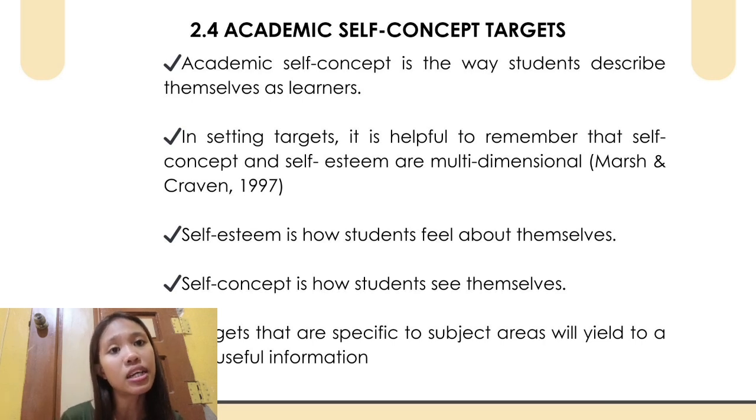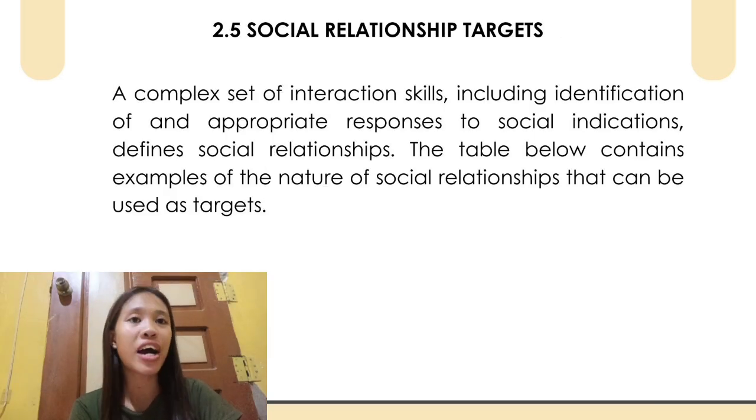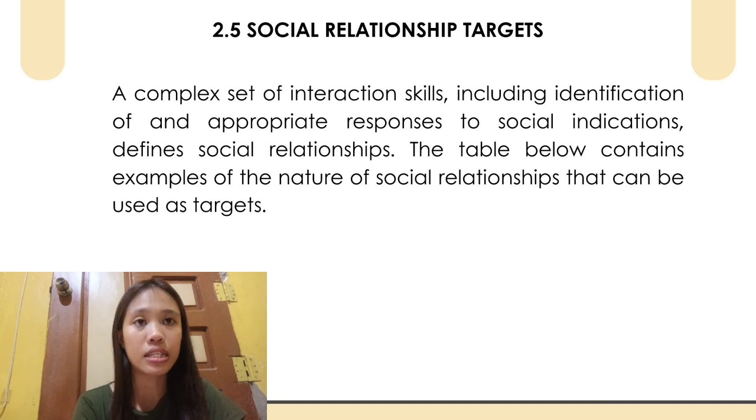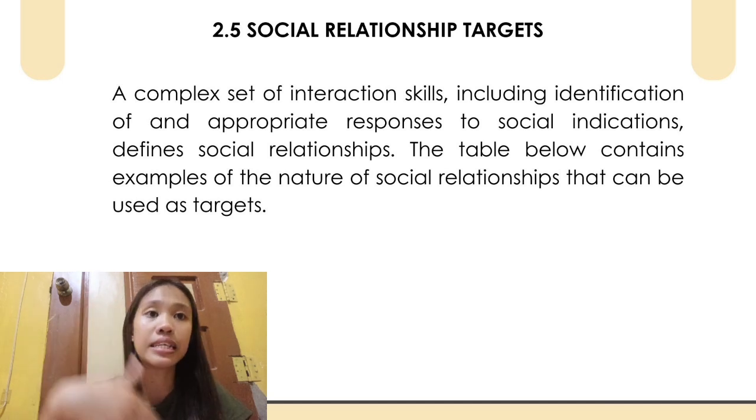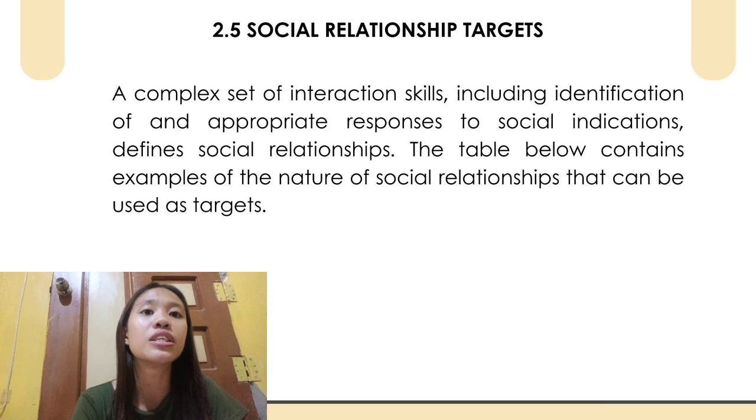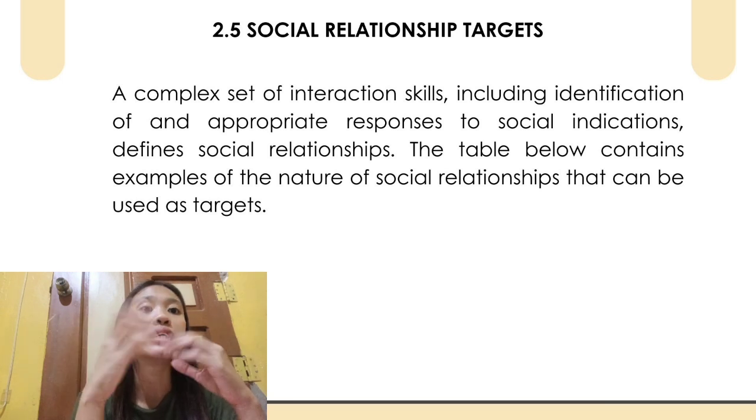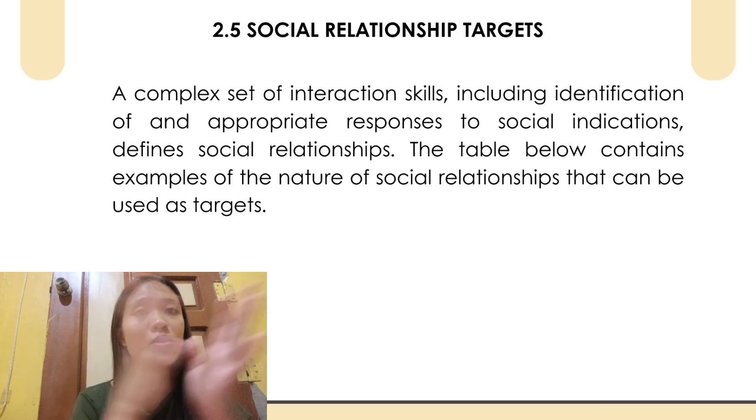Last one is that targets that are specific to subject areas will yield more useful information. So setting targets for specific subjects like math or reading will give you more useful information about student strengths and weaknesses. So we have 2.5 social relationship targets, a complex set of interaction skills including identification of and appropriate responses to social indications.